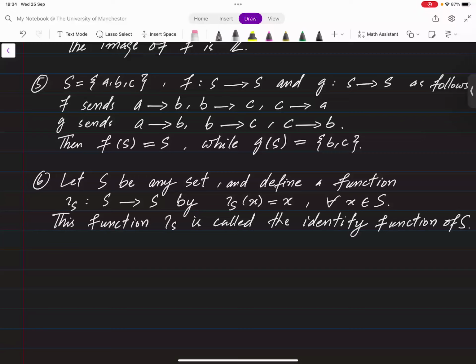Okay, so let's now define the types of functions.